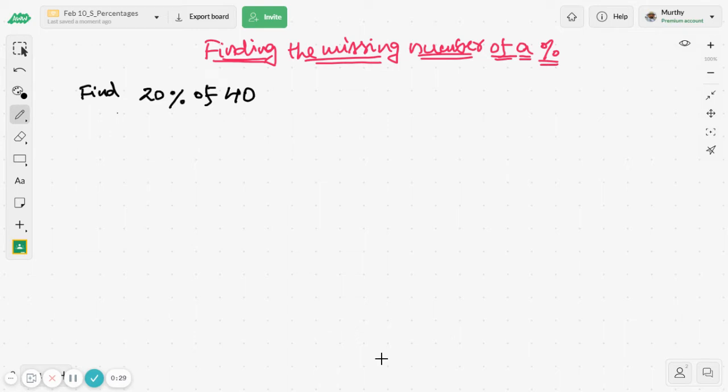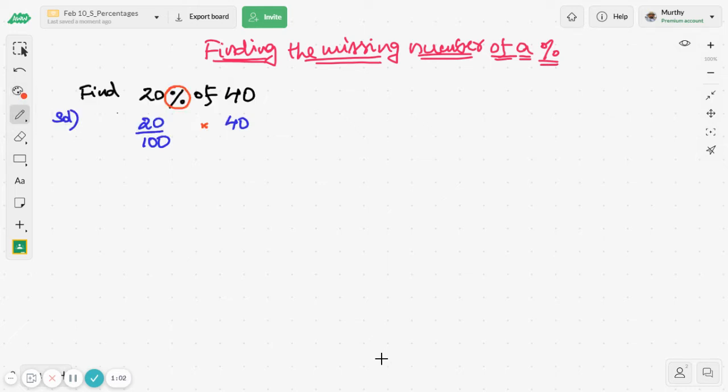Let me solve this one. Say that 20% means 20 over 100. I hope you remember that when you see this symbol percent, it is understood that it is over 100. "Of" means, please don't forget, times. "Of" means nothing but times. So 20% of 40 means 20 over 100 times 40.